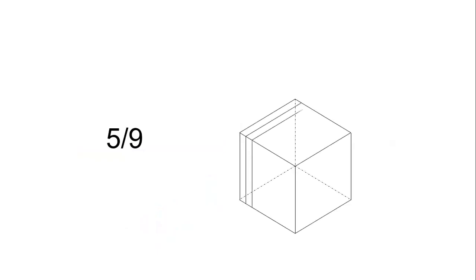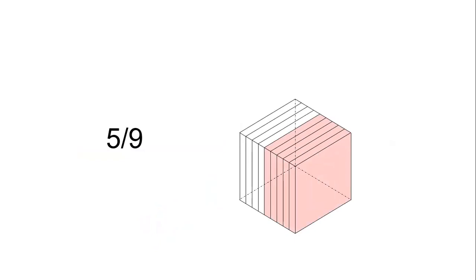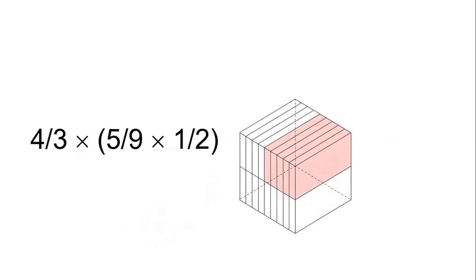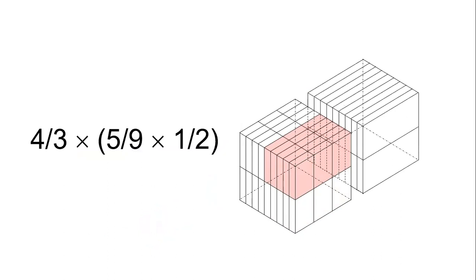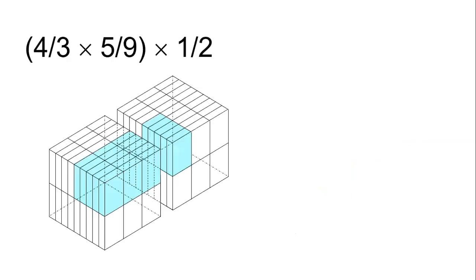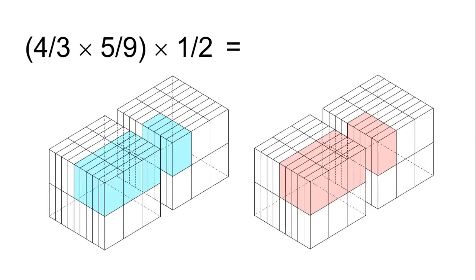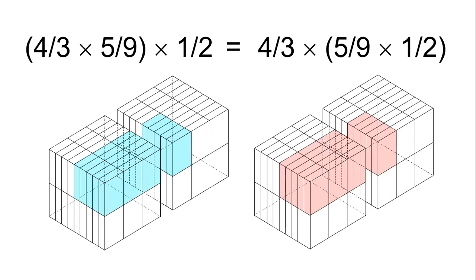Now the RHS. We start with 5/9. And now we take 4/3 of this. So that's 3/3, and we need another 1/3. So this is the RHS. And you can see that they basically represent the same volume, so they are equal.